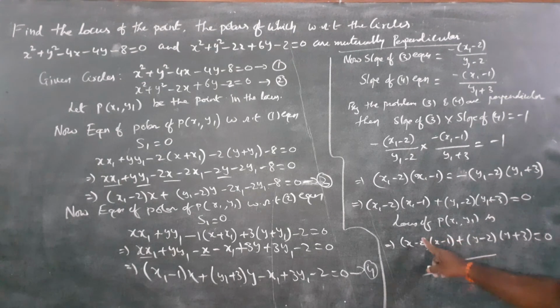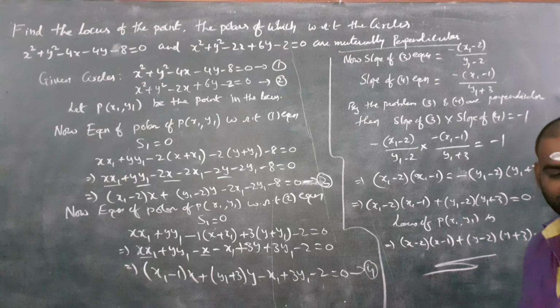So finally you take a point P(x1, y1) like that. So the locus of P(x1, y1) is x minus 2 into x minus 1 plus y minus 2 into y plus 3, like this.